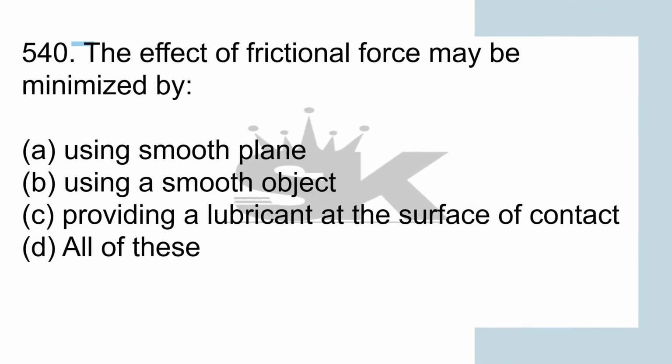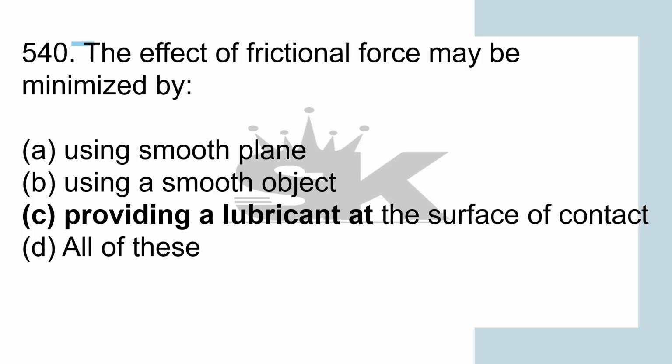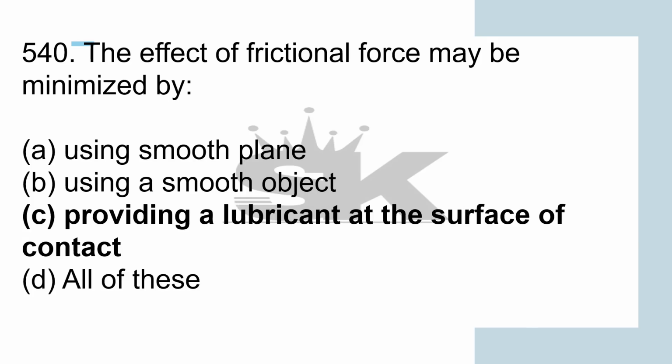The effect of frictional force may be minimized by... Friction is greatly reduced by introducing a fluid such as oil at the interface of two surfaces. The fluid fills the irregularities and therefore smooths out the surfaces. A natural example of such lubrication occurs in the joints of animals, which are lubricated by a fluid called synovial fluid. It comes in the biology concepts. So here the answer is providing a lubricant at the surface of contact to reduce the friction force.